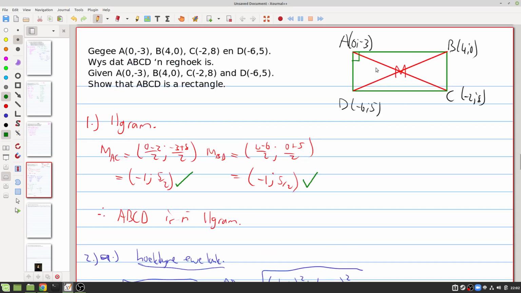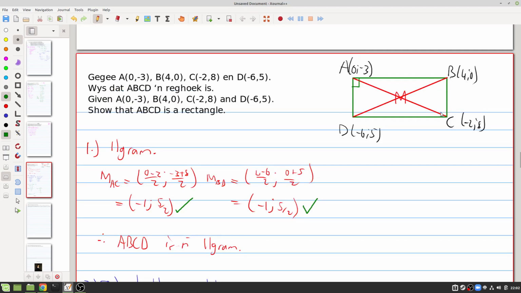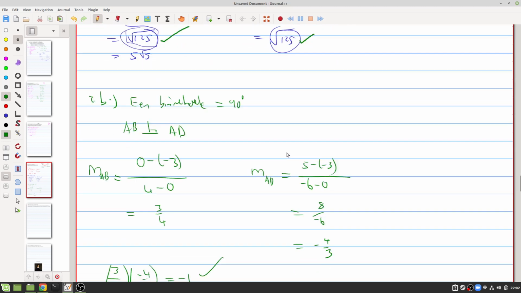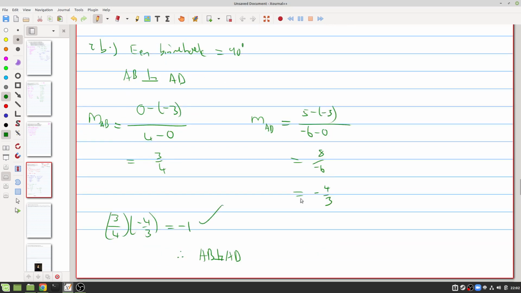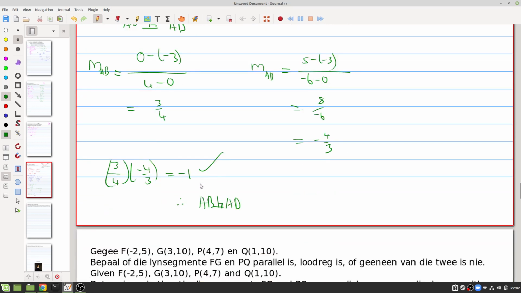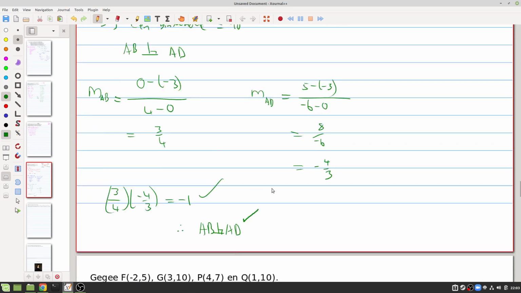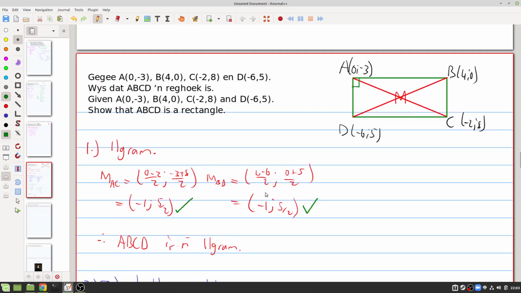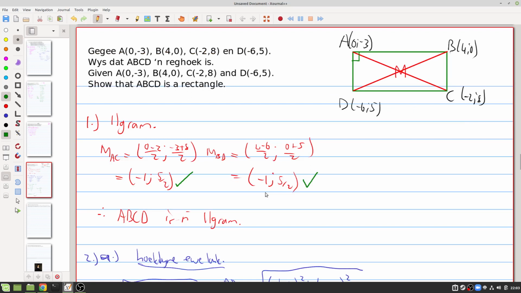Or, if we don't want to do that, we can show that one of the interior angles of the quadrilateral is 90 degrees. So we can choose any one of these four interior angles. I just chose AB and AD, this one here at A. So to do that, if we can show that AB is perpendicular to AD, then obviously that's 90 degrees. So we just calculate the gradient of AB and the gradient of AD, multiply them together, see the answer is -1, that means they are perpendicular. And there we go. There are other ways to prove that it's a rectangle, quite a few other different ways we can do that.